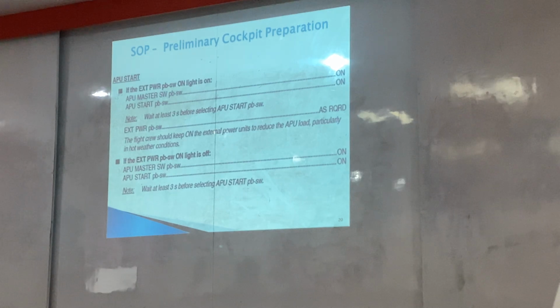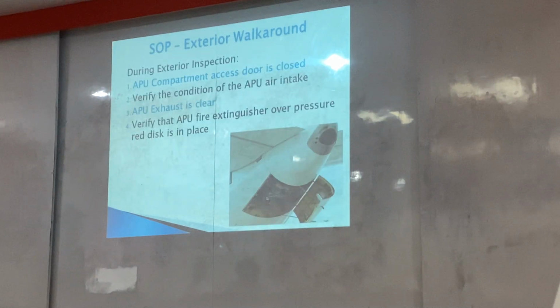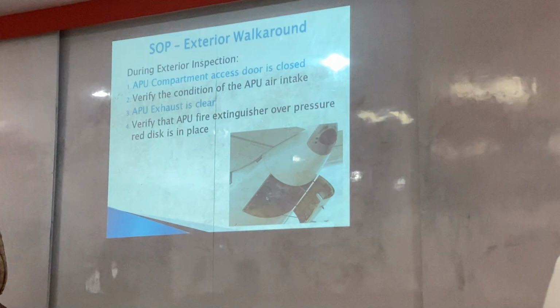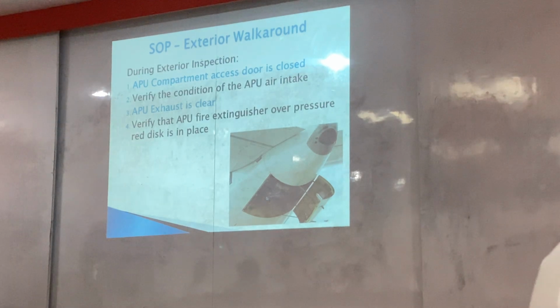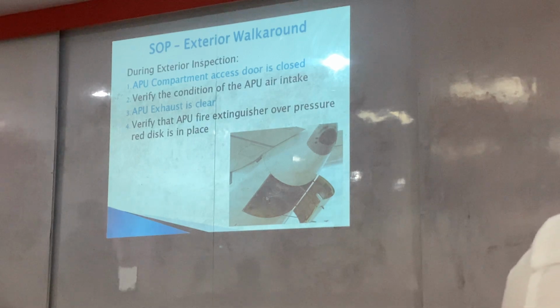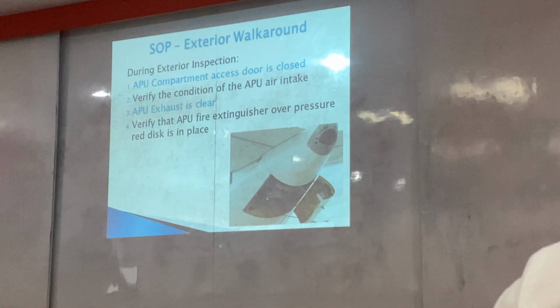So this is the SOP for preliminary cockpit preparation. Exterior walk around. During exterior inspection, the APU compartment access door is closed. Verify the condition of the APU air intake. The APU exhaust is clear. Verify that the APU fire extinguisher overpressure rate is in place. This is how the exterior walkaround can be done for the APU.